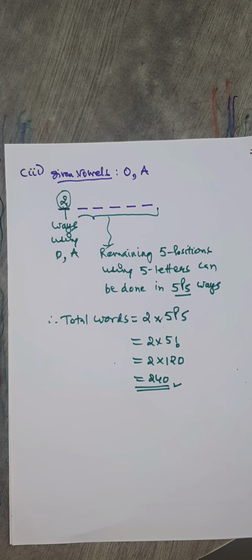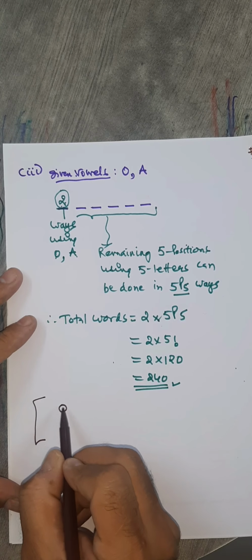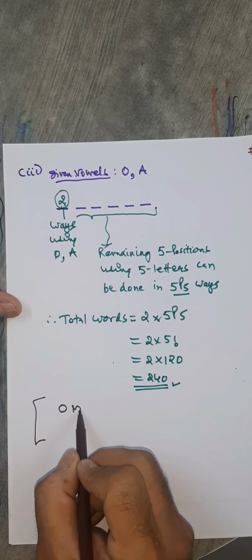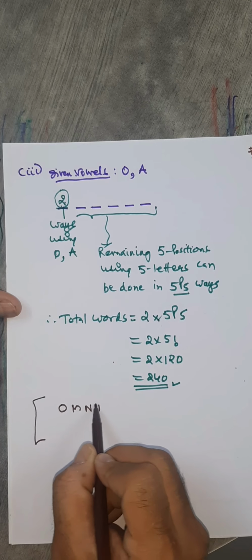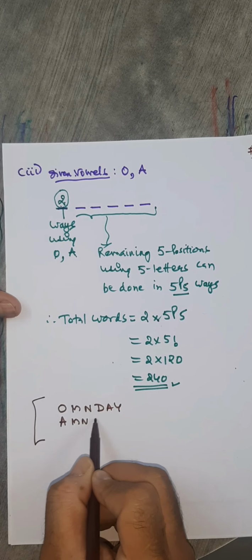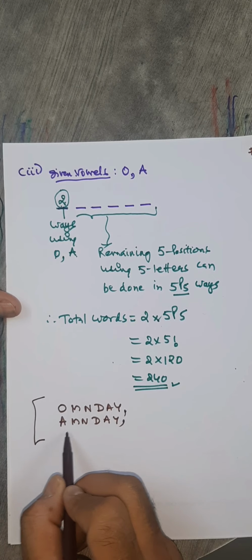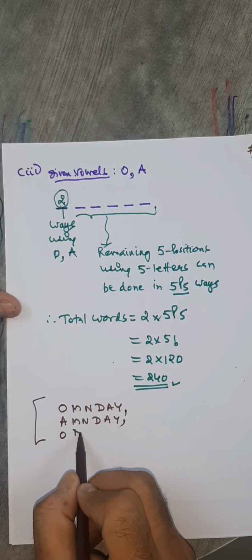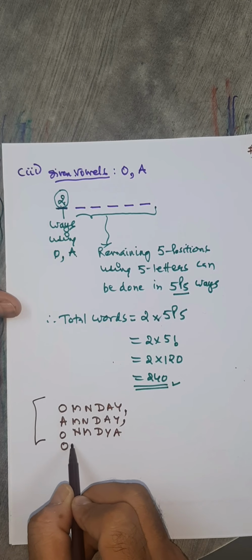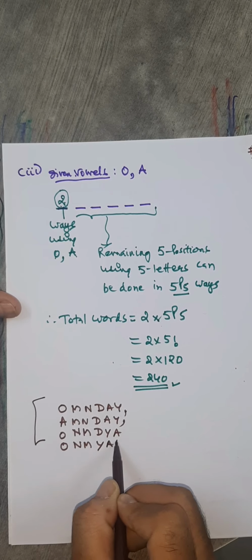Remember, like this. Just this is not important. I'm just saying you can have O here, for example, O. Toh yahan pe kuch bhi ho sakta hai. M, N, D, A, Y. Then you can have A here. Then M, N, D, A, Y. Then you can have here, for example, O. Yahan pe aap N, M likh do. N, M, D, Y, A. Then you can have O here. N, M. Then I can write D, A, Y, something like this.